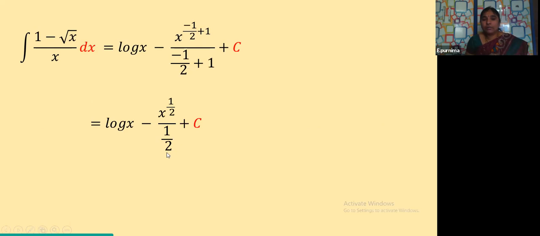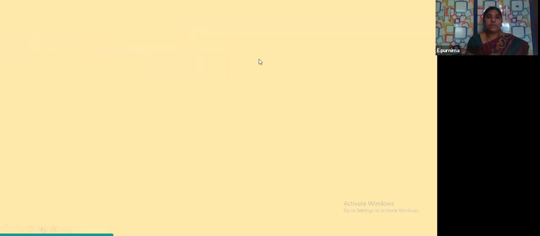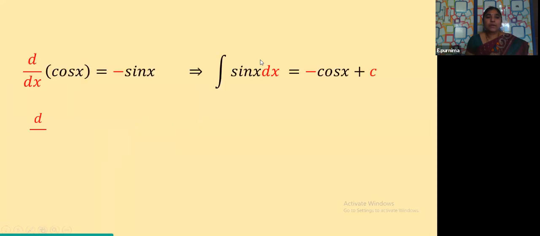So here the 1 by 2 is in the denominator, so this 2 goes to the numerator. So it becomes log x minus 2 root x, this x power half I'm writing as root x, minus 2 root x plus c. So like this we have to find the integral value. Hope understood, children. Now next, let us see a few more formulas which are related to trigonometry.